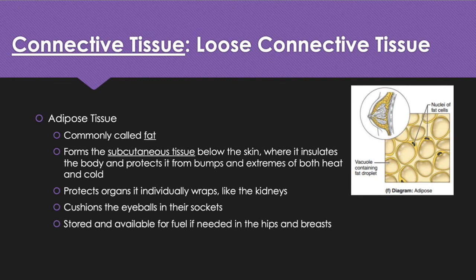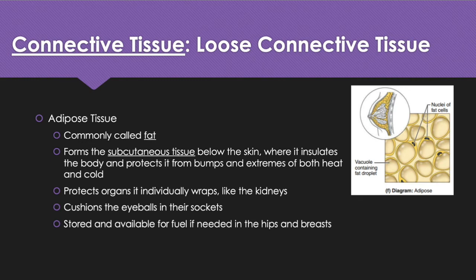Next, we have adipose tissue. Adipose tissue is just fat tissue. It's going to be below the skin to help insulate the body and protect you as you bump into things potentially, as well as protecting you from both extreme hot and cold temperatures. If it wraps an organ, such as your kidneys, it's going to help to protect that. So it's going to kind of cushion them. It also cushions your eyeballs in your sockets, the eye sockets.